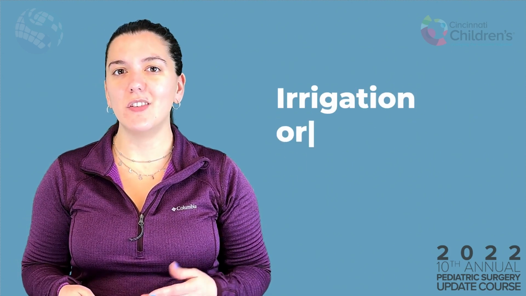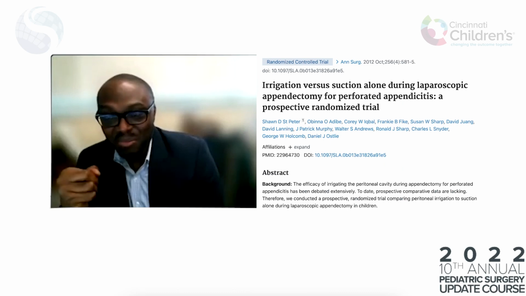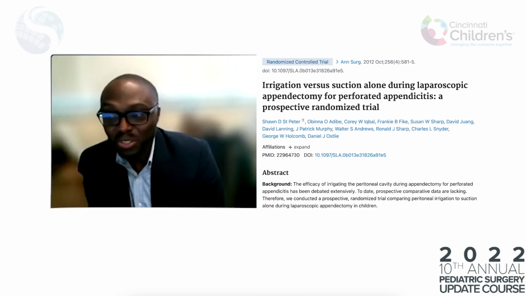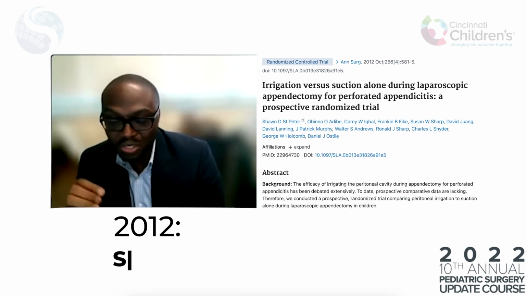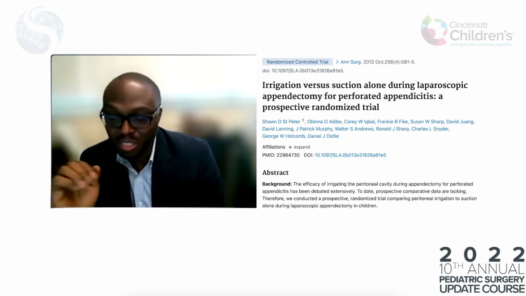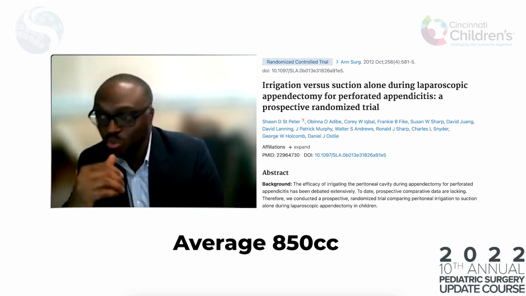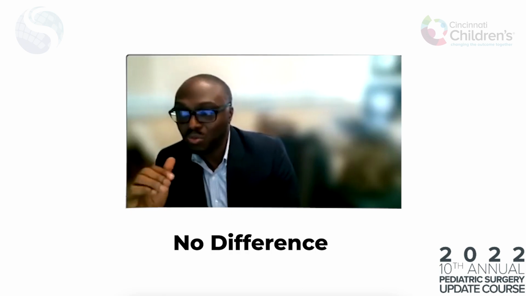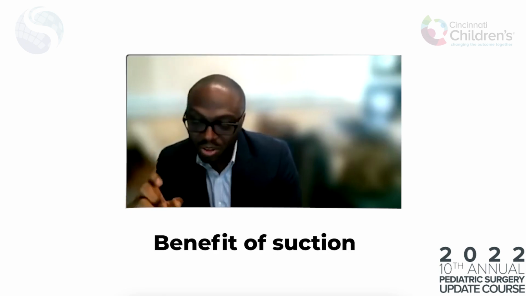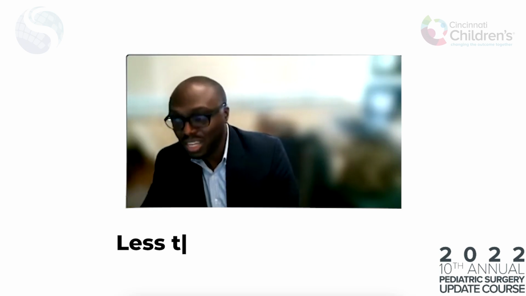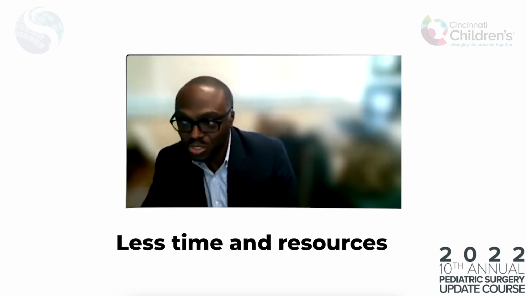So let's move to the next question. Irrigation or no irrigation? Right, so this paper is probably well known, and that was back in 2012, which compared suction to irrigation, and the minimum amount of irrigation in the study was 500 cc's, but the average used was about 850 cc's. It showed no difference. So the benefit of suction, if I can call it that, is there's no added time to irrigating and also less resource use.